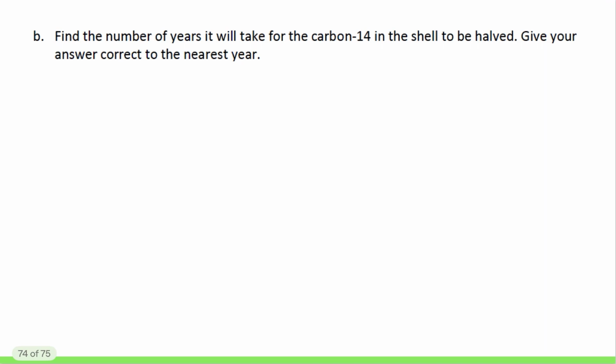Part B then says find the number of years, so that's little t, it will take for the carbon-14 in the shell to be halved. Give your answer correct to the nearest year. All right, very interesting. So again, let's go ahead and label. So little t is what we don't know. To be halved: remember Q0 was 150. That means we want Q to be simply half of that, which is 75.